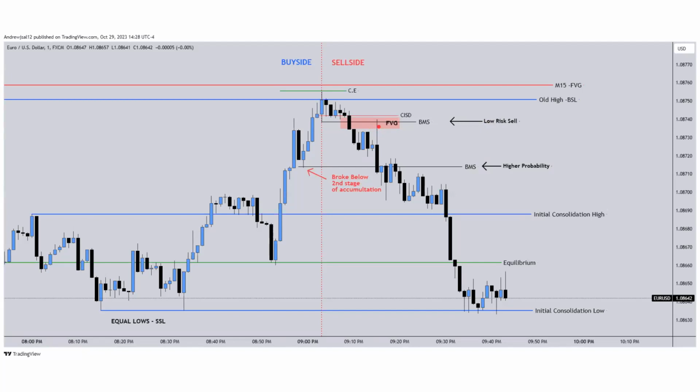We then break lower aggressively again beneath the second stage of the buy side stage of accumulation here, in another form of a break in market structure. We leave this fair value gap here, drive up into it. This is your higher probability entry. This is our first stage of distribution. So we have our low risk sell and then our first stage of distribution in this area.